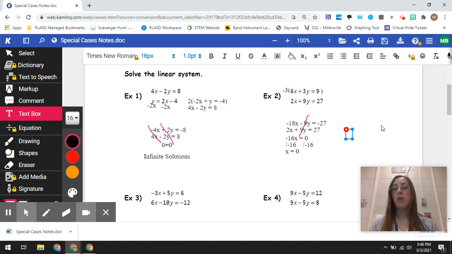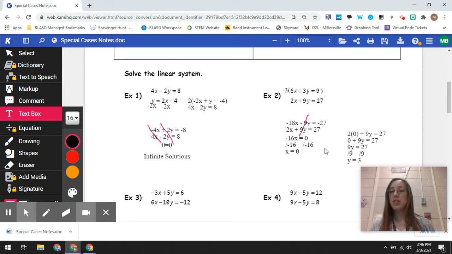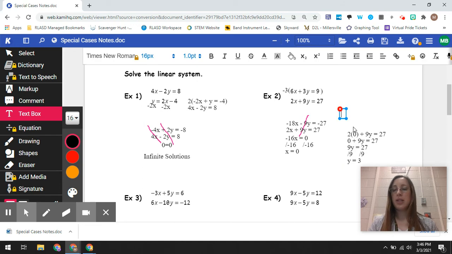So I'm going to use the 2x. I'm going to replace my x value with the 0, plus 9y equals 27. So 2 times 0 is 0, plus 9y equals 27. So again, if we have that, we have 9y equals 27. I'm going to divide 9 on both sides to get y by itself. I'm going to get y is equal to 3. So my solution for this one would be (0, 3).